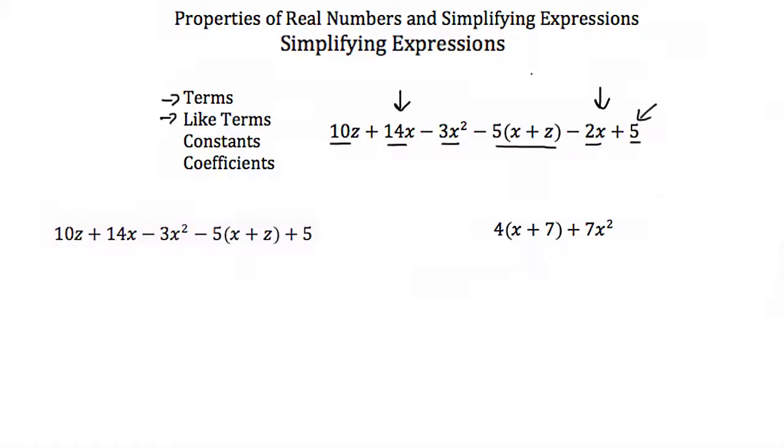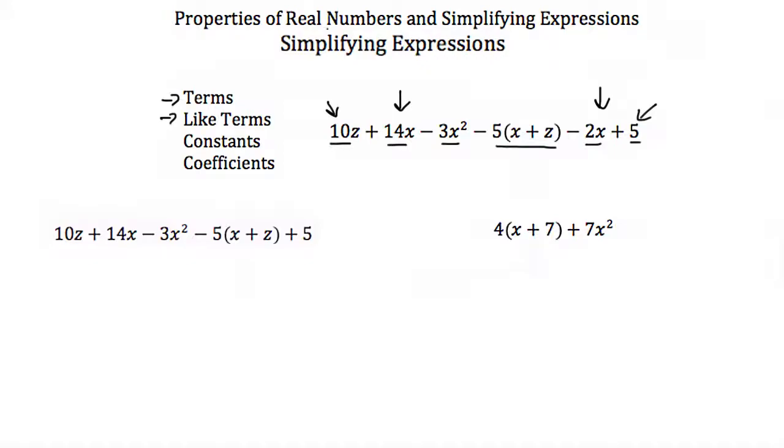And then coefficients are the numbers that variables are multiplied by. So in our first term, 10z, our coefficient would be 10. In 14x, our coefficient is 14. In negative 3x squared, or minus 3x squared, our coefficient is a negative 3. Our coefficient for the negative 2x is a negative 2, and so on.